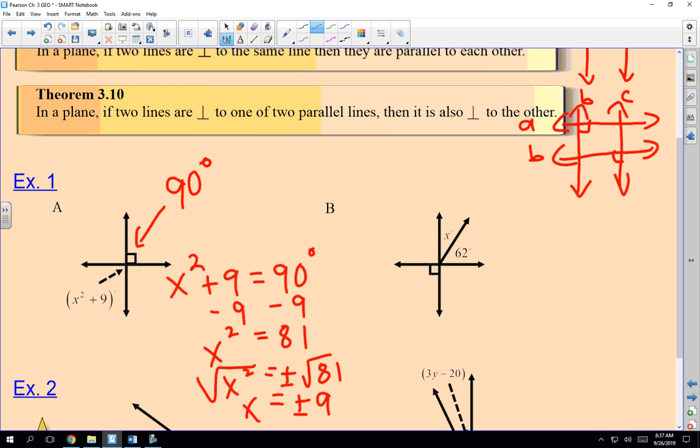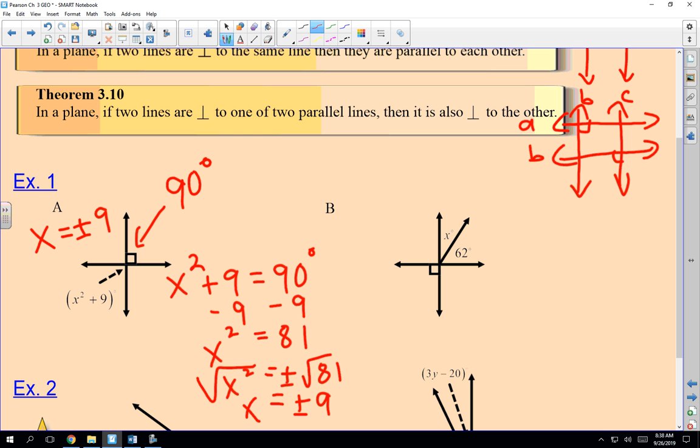Sometimes in geometry we toss out the negative value because it would produce a negative measure for the angle or side length. That's not happening here. So the negative 9 here works just fine. So x equals plus or minus 9 will force that to be perpendicular right there.